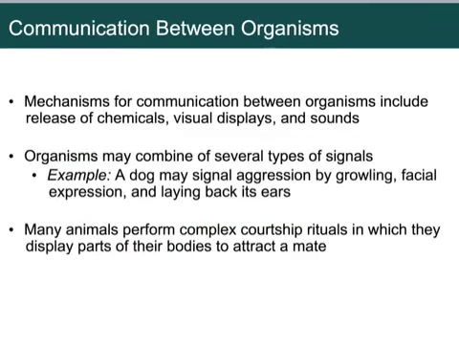Let's go on to the rest of this. Mechanisms for communication between organisms include the release of chemicals, visual displays, and sounds. So besides chemicals, peacocks have their feathers, birds and animals make sounds, all kinds of things. Here's an example of a dog making a barking sound. There are lots of different signals, especially when they're doing courtship. Isn't that when the peacocks have all their feathers so that they can attract a mate?